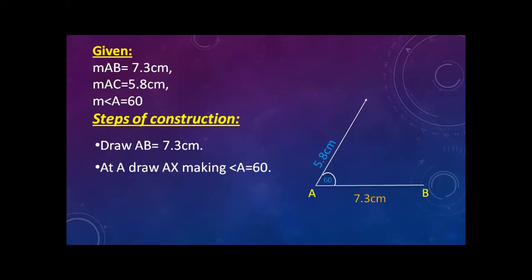Now, step number 2. This is our first point, that is A. At A, make an angle of 60 degree. It is given in the question. Now in this question, we will use a protractor. The use of a protractor is making an angle. Put your protractor on point A, then mark a point of 60 degree angle.